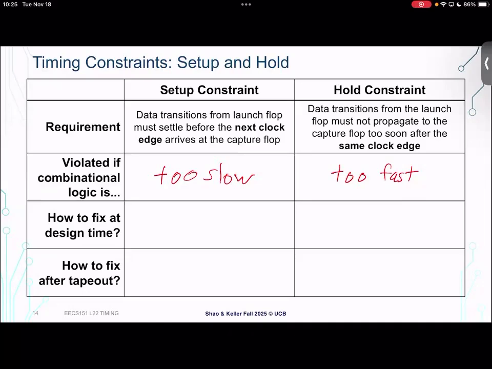So what I'd like folks to do now is turn to a partner and discuss how to fill in these remaining 4 boxes in the table. In particular, think about what to do if your combinational logic is too slow for the left column and what to do if your combinational logic is too fast in the right column. So let's go ahead and take 4 minutes, discuss this, and try to fill in the 4 boxes with your partner now.